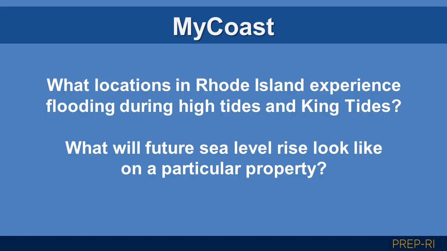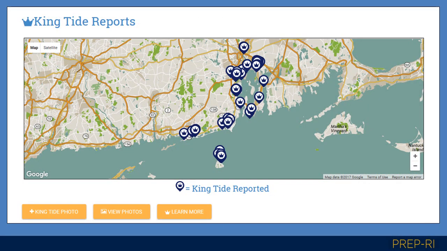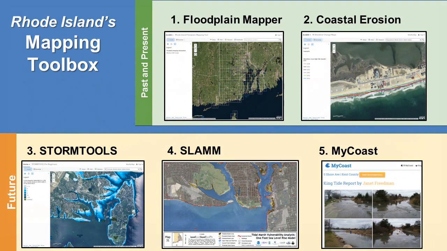Photos can be used to illustrate what daily future tides with sea level rise might look like on the property in the future. For each photo uploaded, the MyCoast page shows a tidal overview, water level, and high tide observed that day at the closest tide gauge. The base map for king tide reports allows you to zoom into your community and view other high tide photos taken by other MyCoast app users.